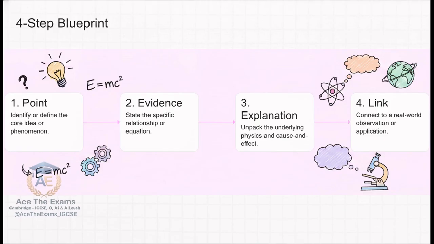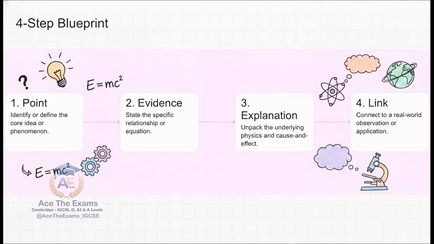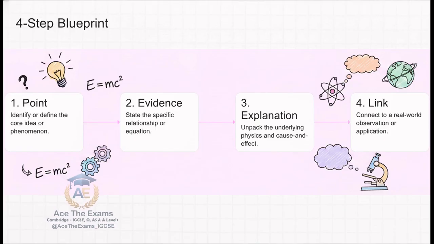Identify the exact quantity, phenomenon, or core idea. Define it clearly and immediately. Step 2 is evidence. State the specific physical relationship involved, whether that's a written equation or a direct proportional link between two variables. Step 3 is the explanation.